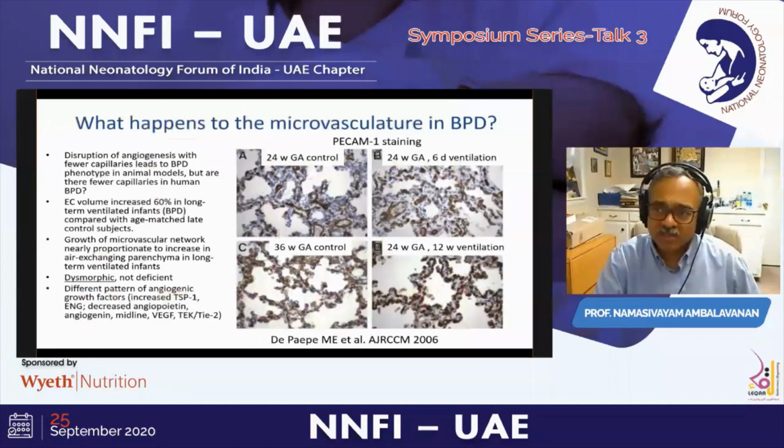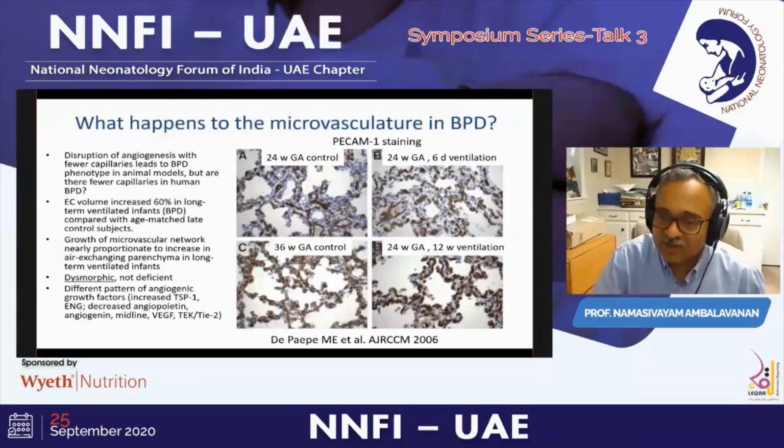But what happens to the microvasculature? So previously, people used to think that there's inhibition of microvascular development. But if you actually do quantitation on autopsy lung sections, you find that there are more endothelial cells in these long-term ventilated patients compared to age-matched late controls. So there is an increase in the microvasculature, but it is dysmorphic, not deficient. So there are different patterns of angiogenic growth factors compared to normal. So it is dysmorphic and dysregulated. It is not just deficient. So there are more blood vessels, but they're not where they should be.